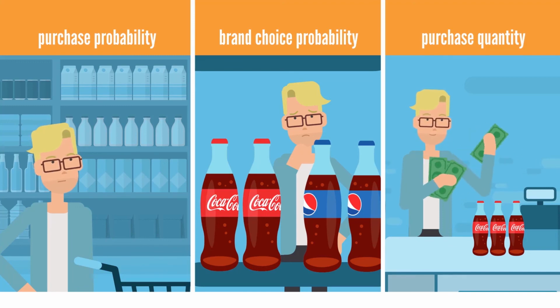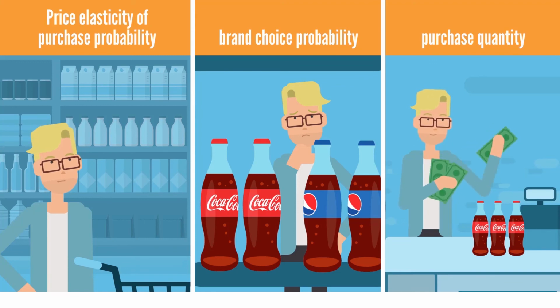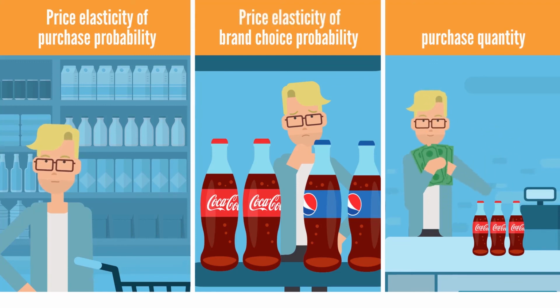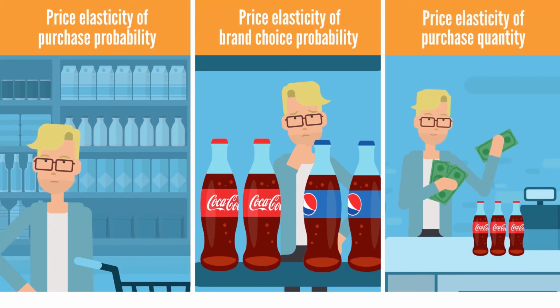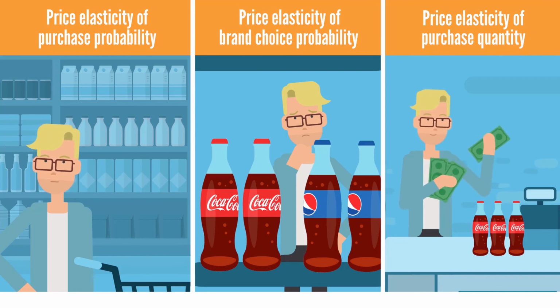Naturally, we would be interested in price elasticities of each of these economic outcomes. So we'll look at 1. Price elasticity of purchase probability. 2. Price elasticity of probability for brand choice. And 3. Price elasticity of purchase quantity. Okay, it's time to see why we need each of them.